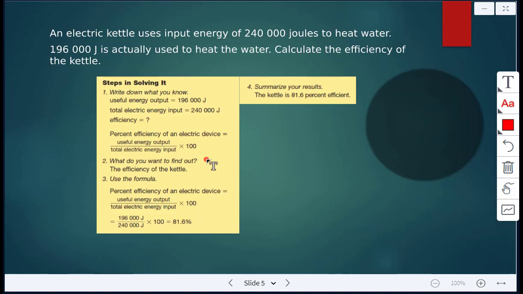All right, and we're going to use our efficiency formula, which is the useful energy output divided by the total electric energy input, and then we're going to multiply by 100. So it's 196,000 joules, that is the useful energy output, divided by 240,000 joules, which was how much energy was input. And then you multiply by 100, and we get 81.6%. Lastly, you would just summarize with a sentence. So the kettle is 81.6% efficient. If you rounded that, you could round it up to 82% efficient.